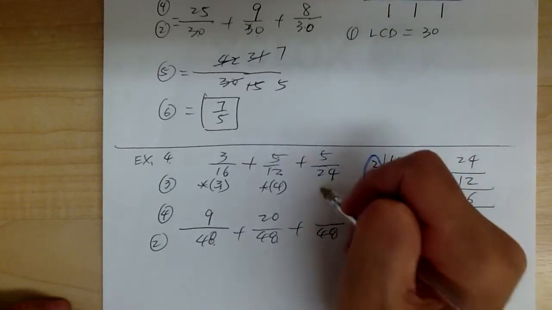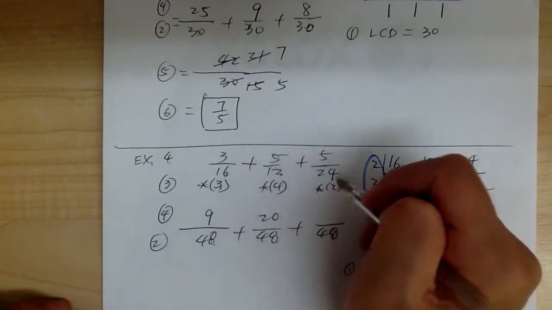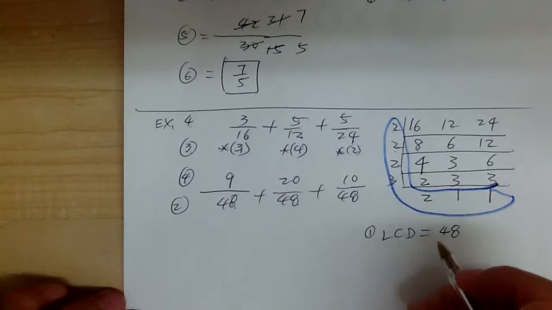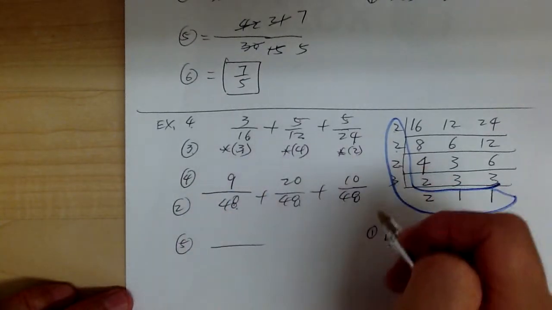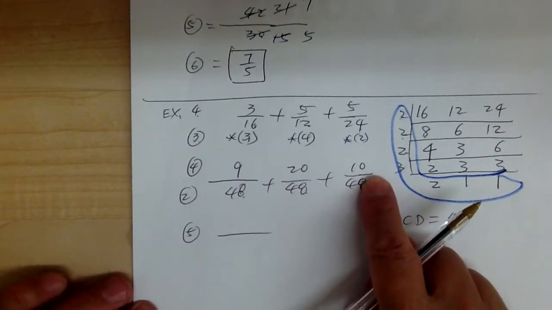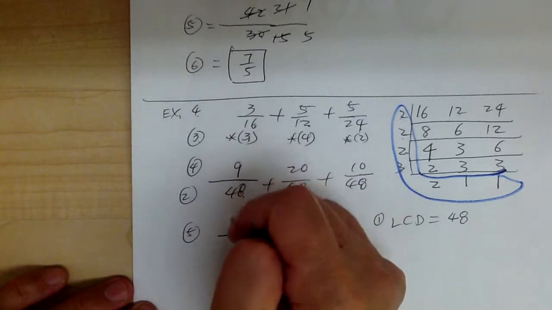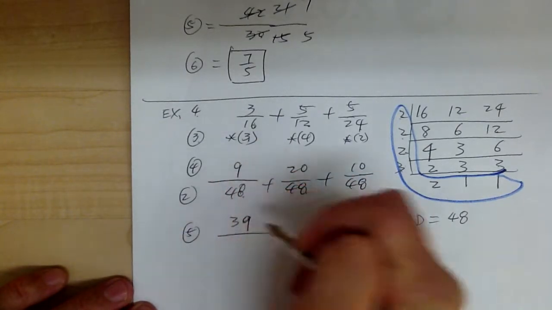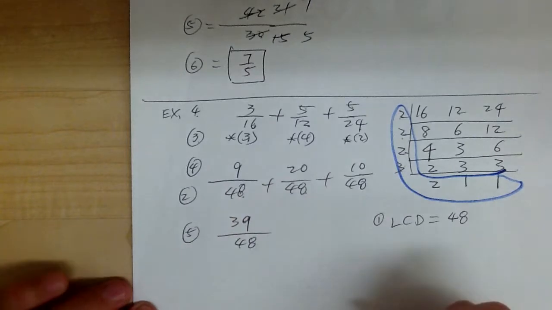Over here, from here to here, you need to multiply by 2. And so 5 times 2 gives you 10. So your step 5 is adding all this together. So 20 plus 10 is 30, plus 9 is 39 over 48. So that's your step 5.